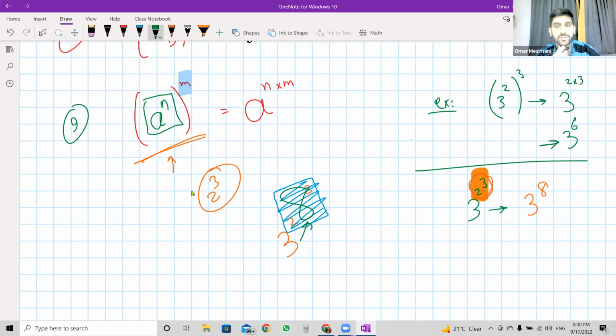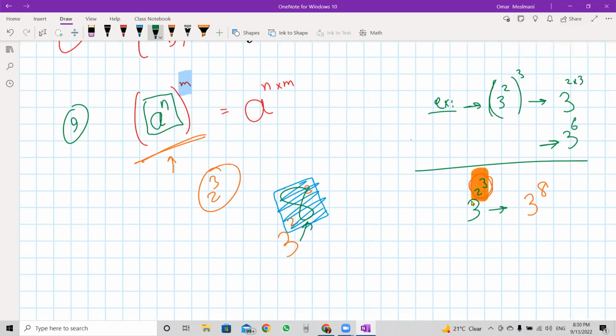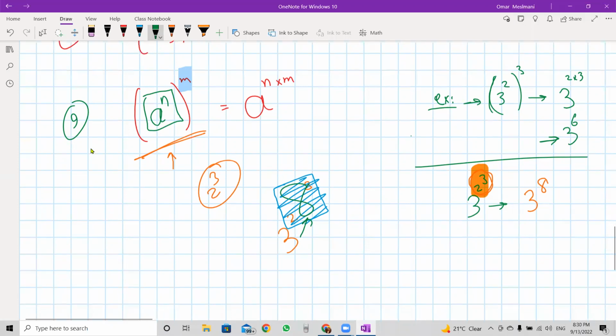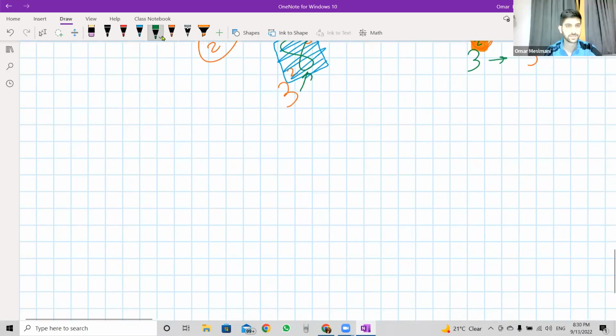Wait, so basically you're saying 3 to the power of 2 times 3 is 3 to the power of 6. How did the 8 come again? We have 2 types of examples. This example is with the bracket. This example is without the bracket. Oh, you do 2 times 2 times 2. Okay, I see.